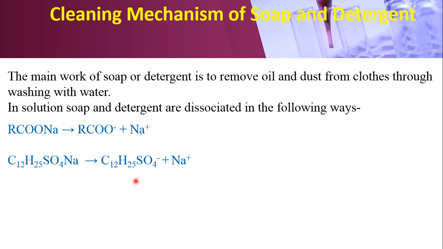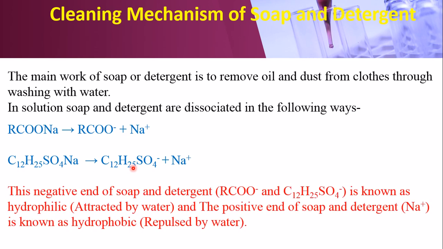Now look, this anionic part of soap is hydrophilic. That means this anionic part is attracted by water. So these are called the hydrophilic part, and this is the head of soap and detergent. And this cationic part, sodium ion, is the hydrophobic part. That means this part is repelled by water, and this is the tail of soap or detergent.